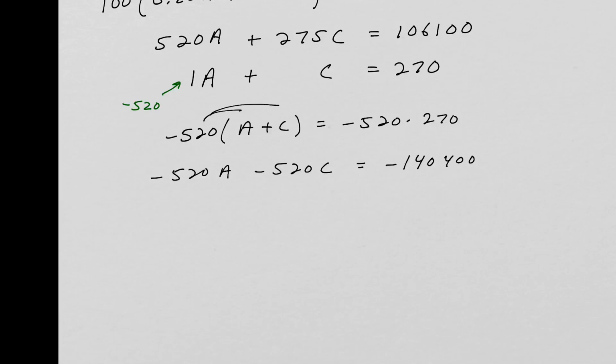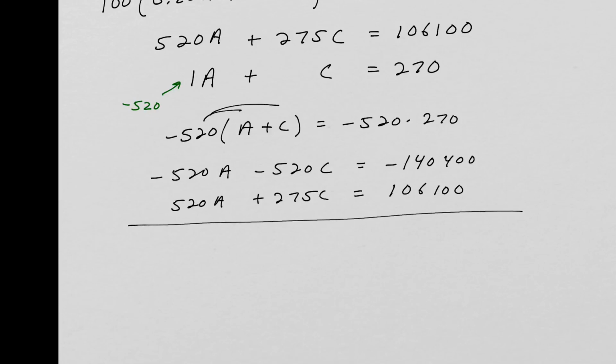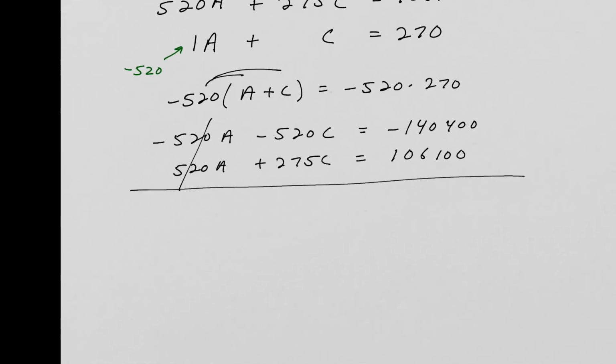The other equation is the same. I can write it down again. In fact, again, it doesn't matter what order, so I'll just write it underneath. So that we don't need to adjust at all. Okay, so now I can add the equations together. By design, my A's are gone, right? If I add negative 520C plus 275C, I'm going to get negative 245C. And if I add the right-hand side, I'm going to get negative 34,300.